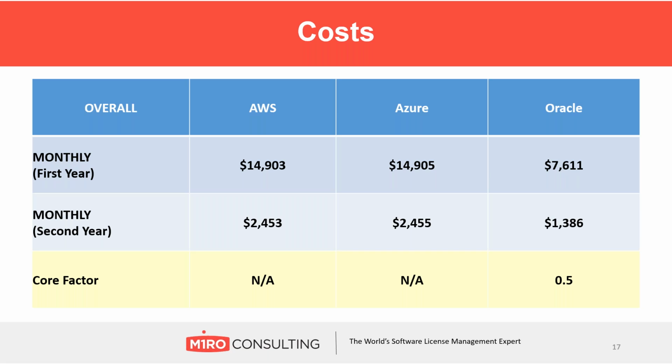The center line where it says monthly second year really refers to subsequent years or existing licenses. And it involves only support fees, which would be remitted in perpetuity. It's only about $2,500 for both AWS and Azure, but again, about half of that for OCI. So it goes from $30,000 per year to about $15,000 per year.